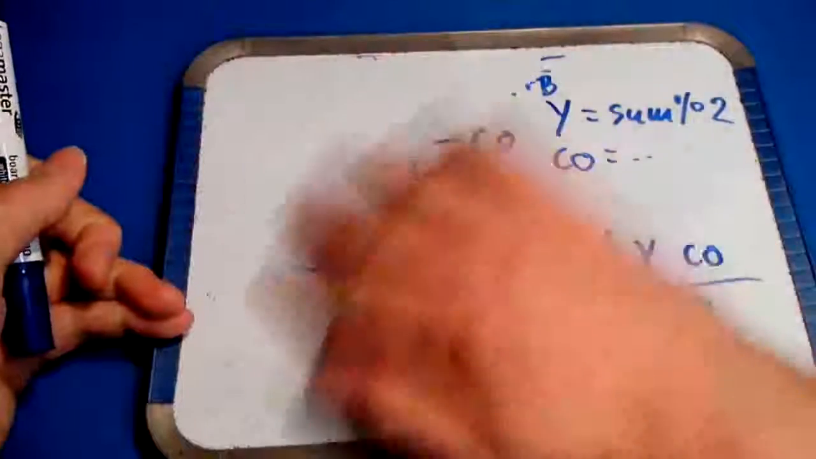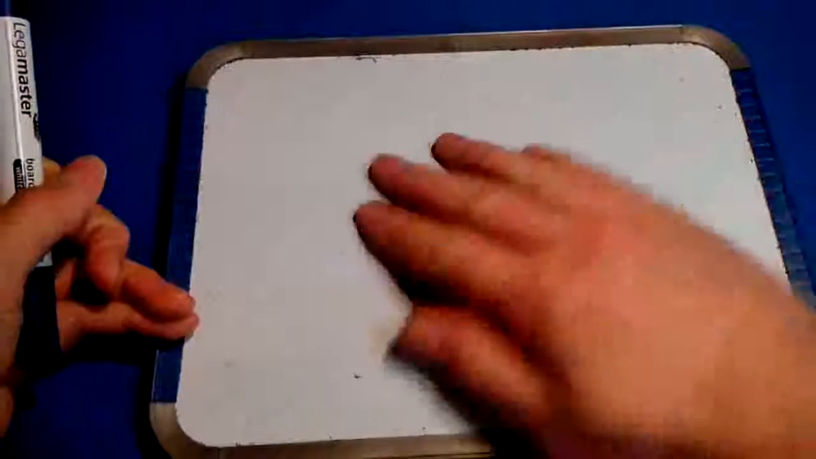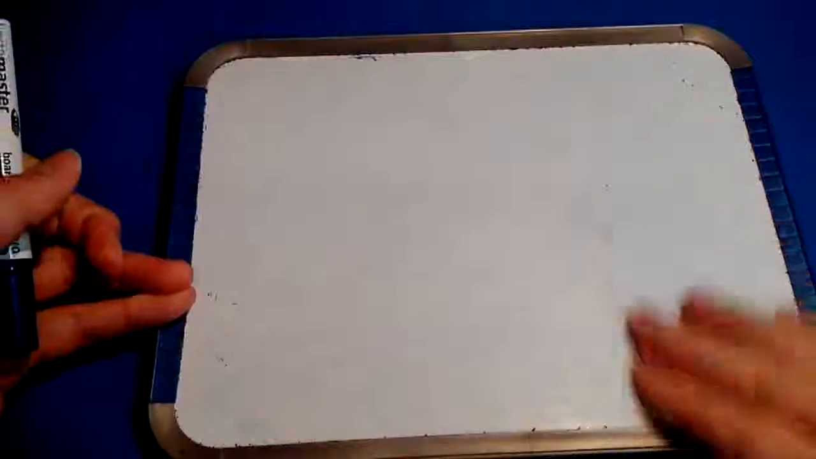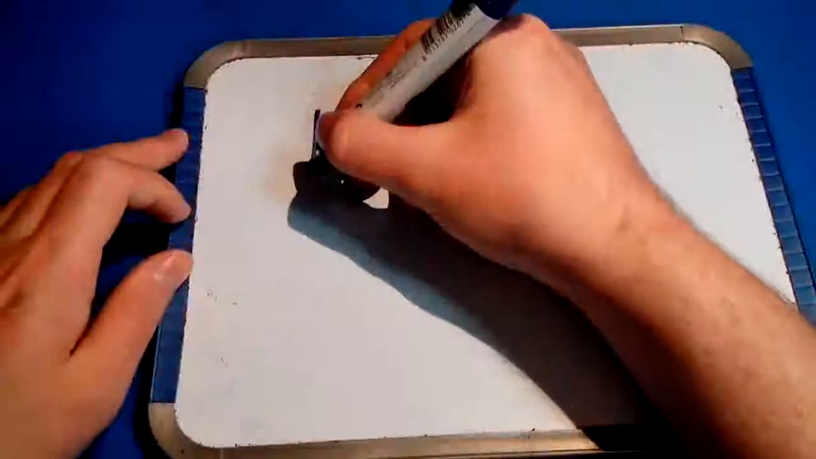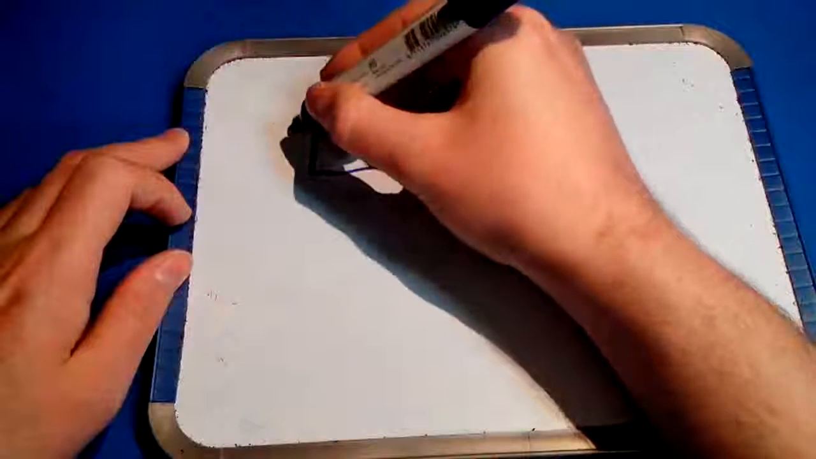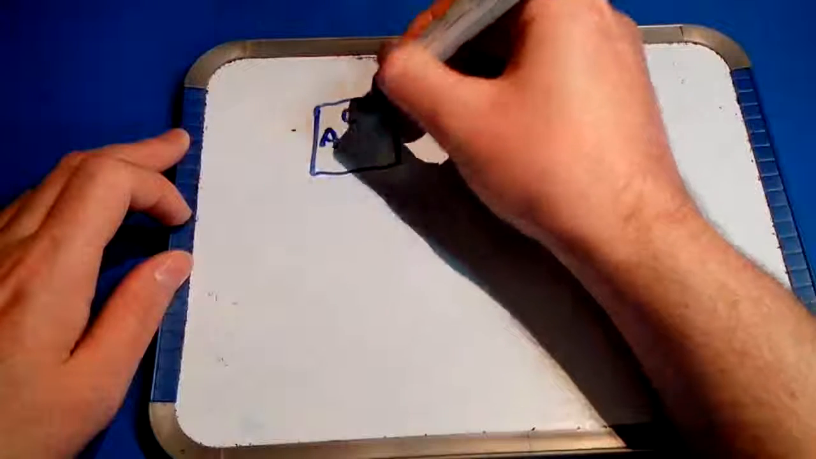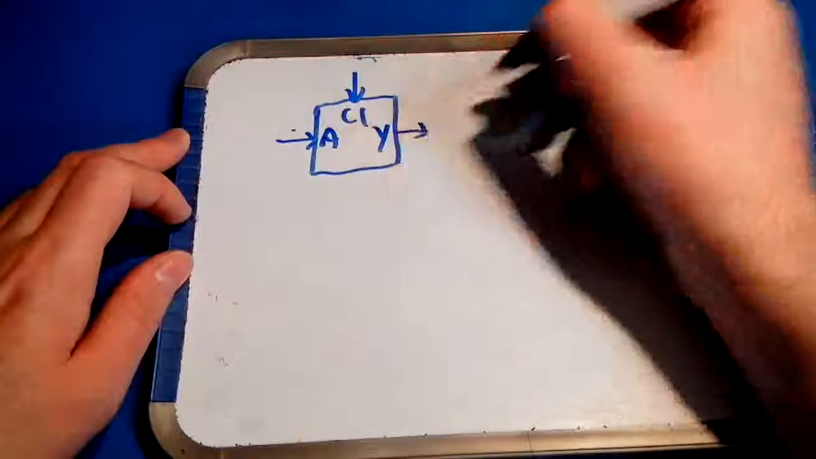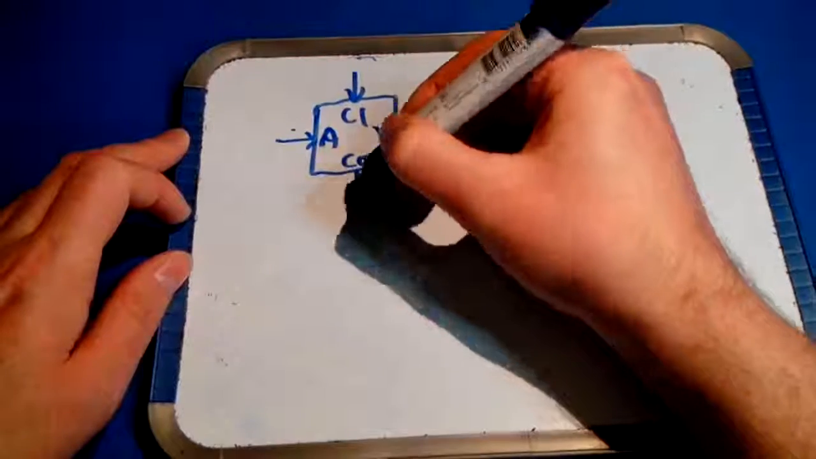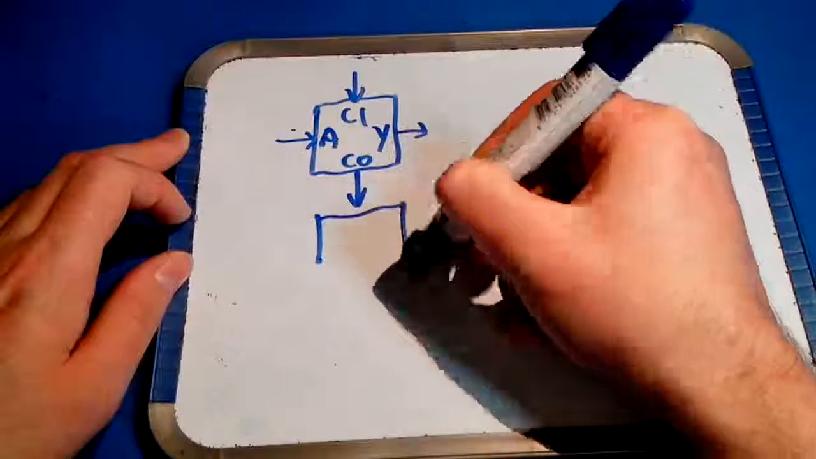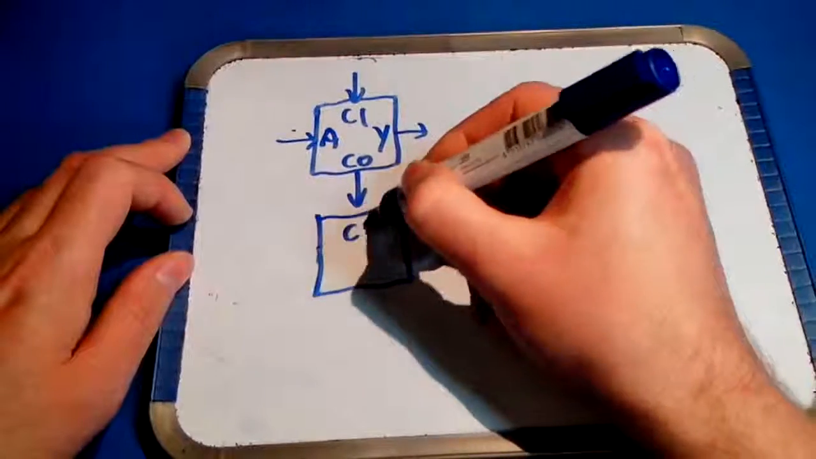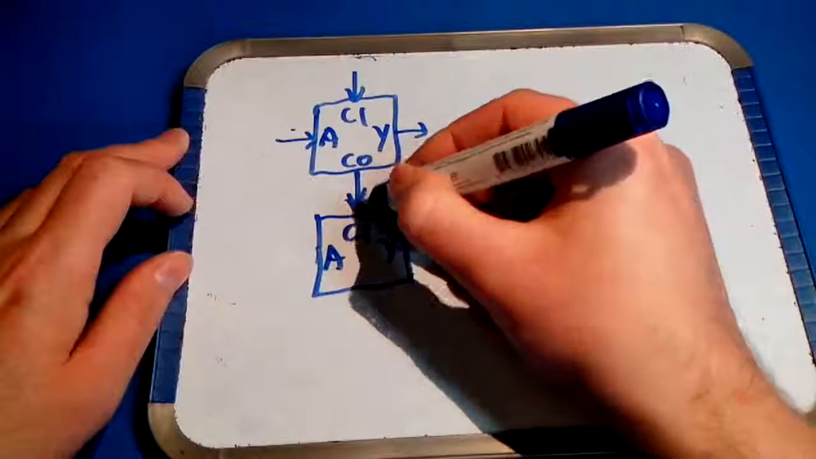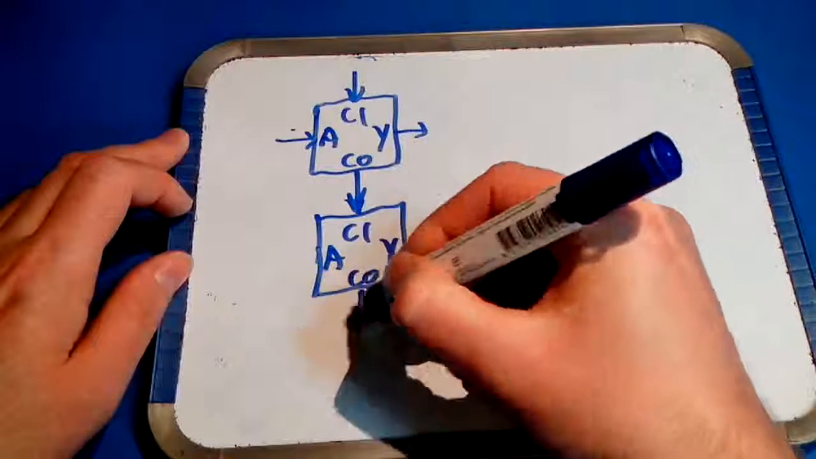Now let's take a look on the breadboard how a half adder behaves. In order to do so, you want to take a look at both of its inputs, namely A and carry in, and both of its outputs, namely Y and carry out. However, within this module, not all of these pins are accessible.